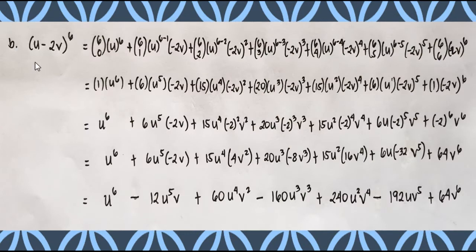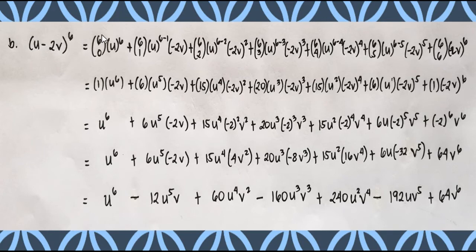Okay, next, let us expand this binomial (u - 2v) to the power of 6. Same process, using the binomial theorem. Since our n here is 6, a is u, and b is negative 2v, since it's minus, so b is negative 2v.